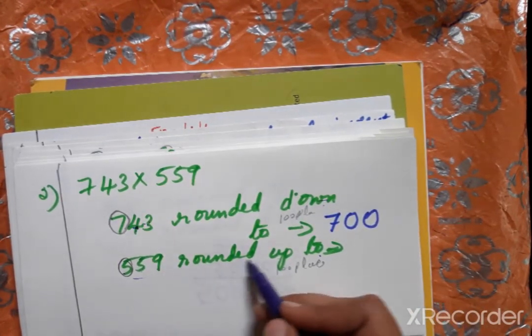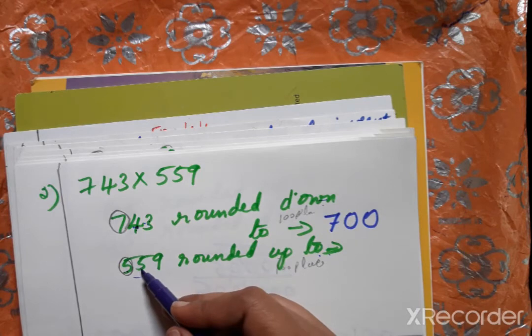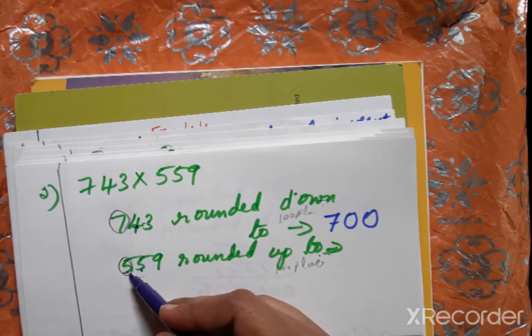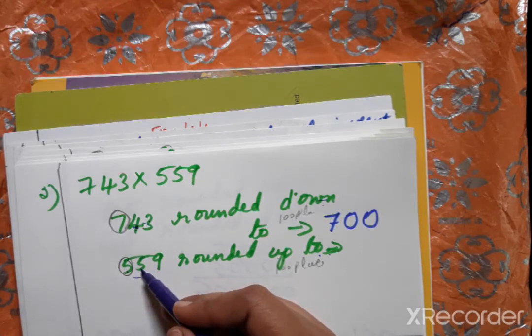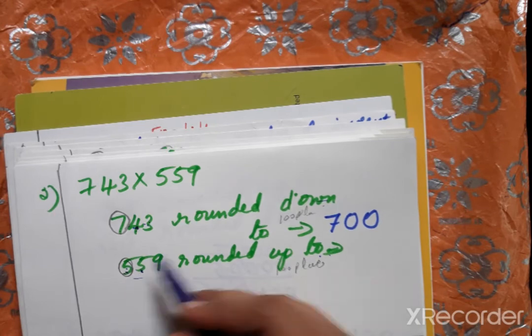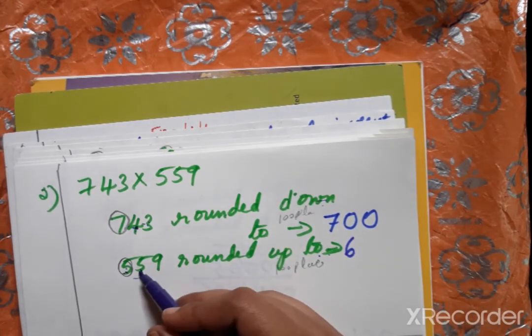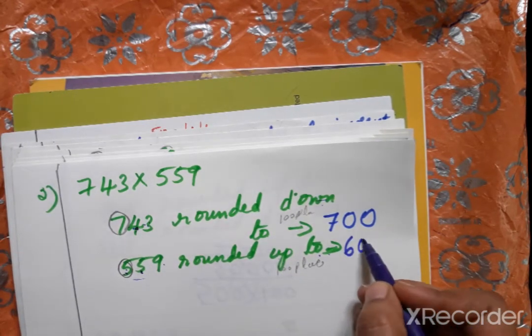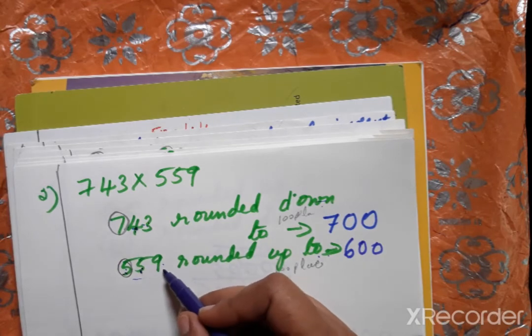Then 559 is rounded up because the next number is greater than or equal to 5. Knock next door and ask, do you have 5 rupees or greater than 5? So it is exactly 5, so one is added to this number. This 5 will become 6. And once the door is knocked, these people become poor. 0, 0. Now the 5 value is 0 and the 9 value is 0.